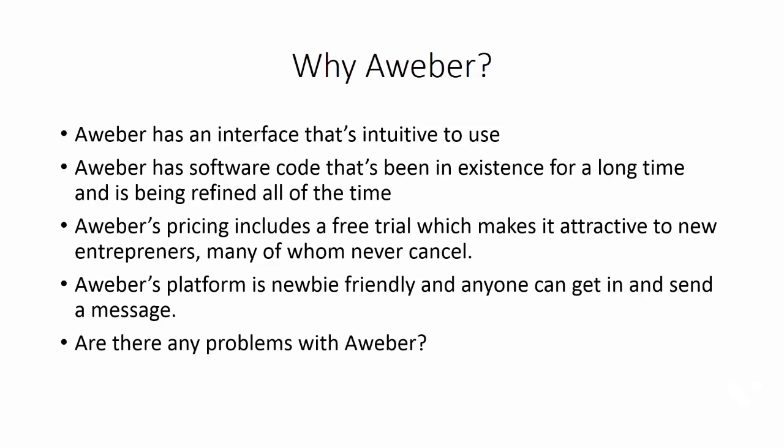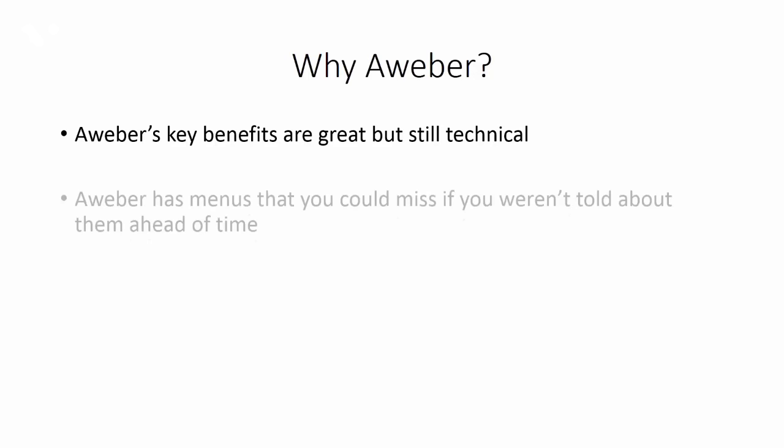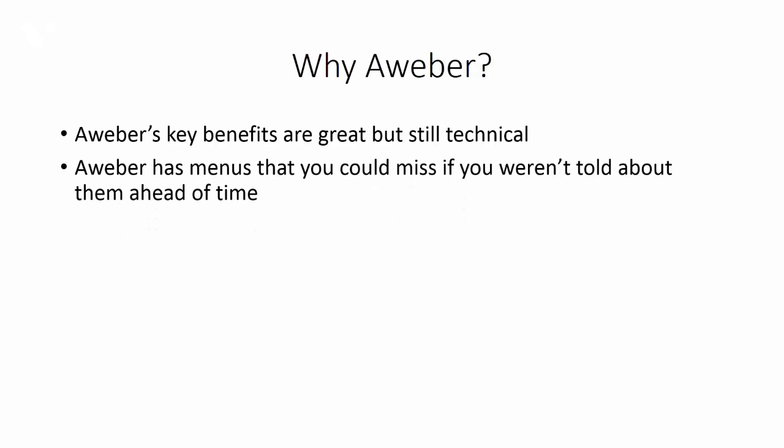Well, if I were to mention a few cons, there might be a few. What are those cons? Aweber's really cool key benefits are still really technical. You still have to understand technical stuff to get down and get some of the real benefits of it. Aweber has menus that you and I could miss if we weren't told about them ahead of time. So sometimes we can go months, years, long periods of time missing some of the key benefits because we just didn't know they were in the menus.